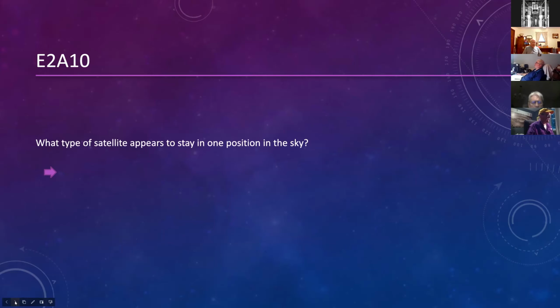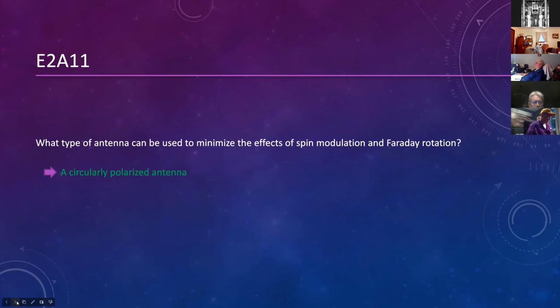What type of satellite appears to stay in one position in the sky, geostationary? That's probably the easiest question of the 61. What type of antenna can be used to minimize the effects of spin modulation and Faraday rotation? A circularly polarized antenna, and the obvious device here is to associate spin with circular.